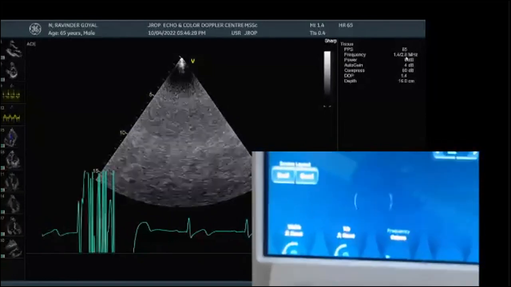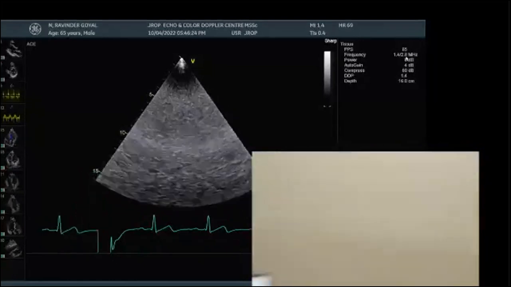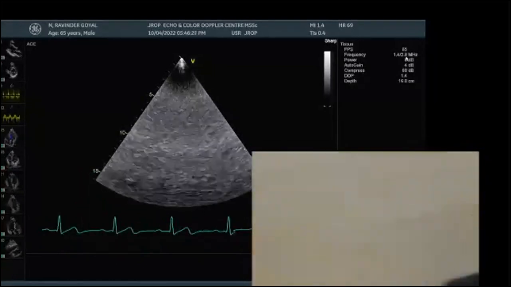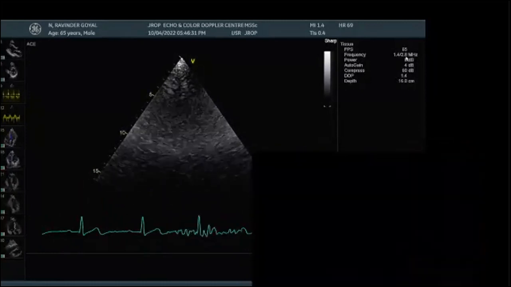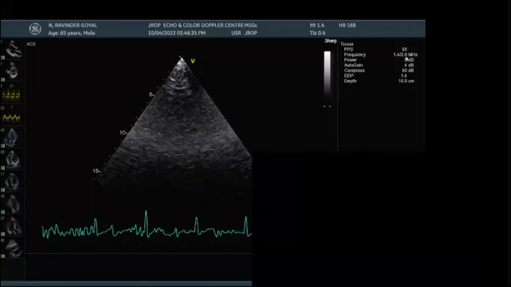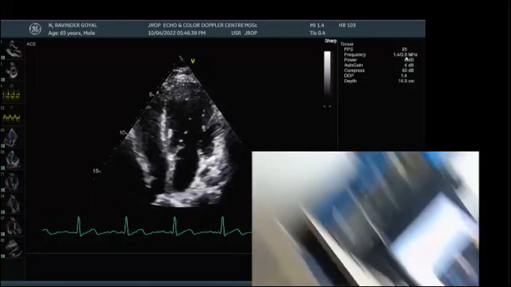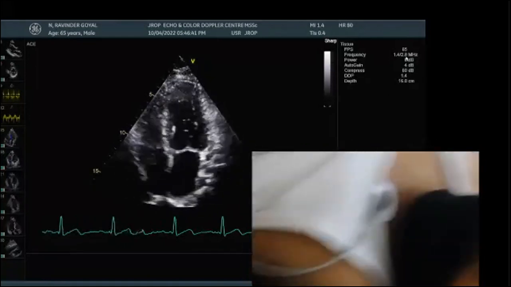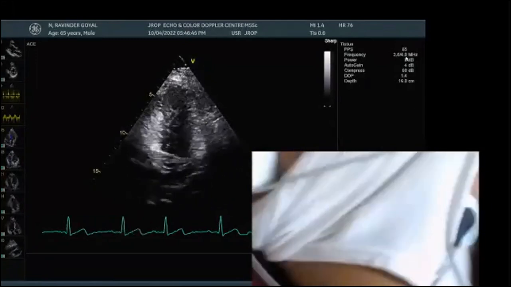What does this impact? That is an important issue. Now just look at the screen, and I'll show you the impact on the image. Your question is a very well thought question. Look, I'm scanning this person with 1.4 megahertz now. I'm going to change to 2 megahertz.